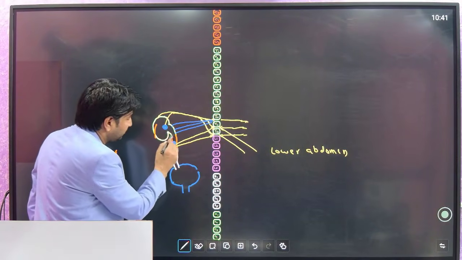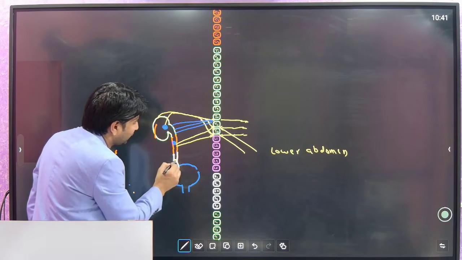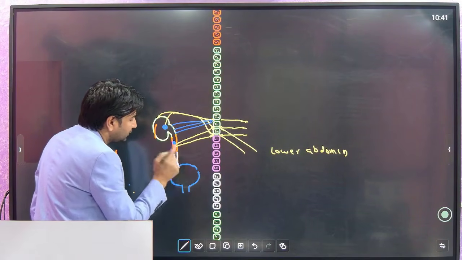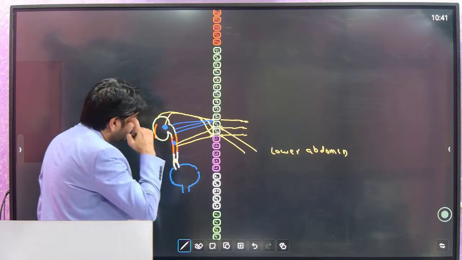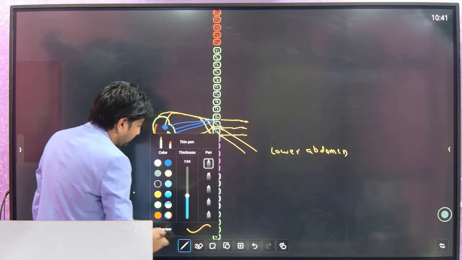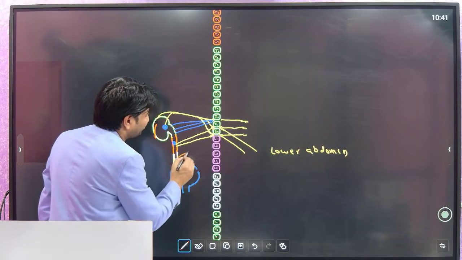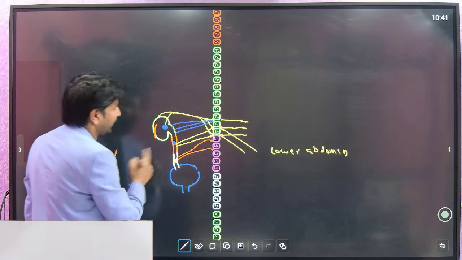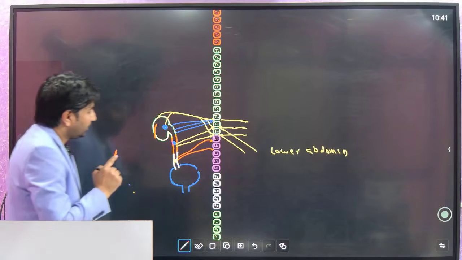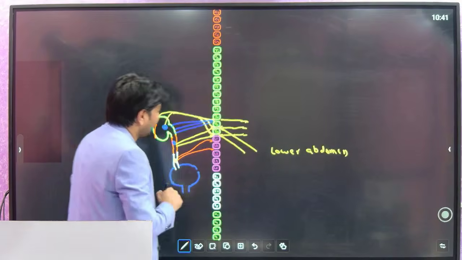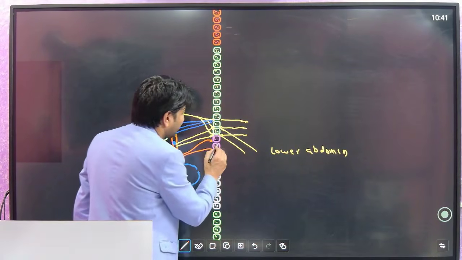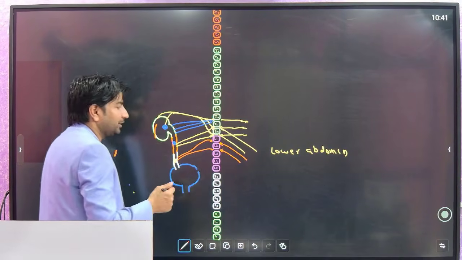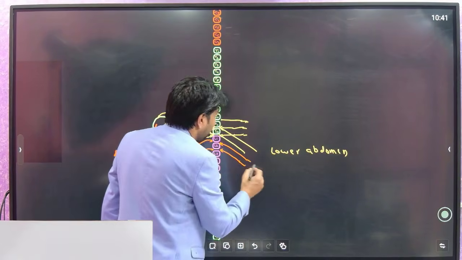If this same stone descends even further and reaches the very bottom part of the ureter, in the lower ureter, then where will the pain radiate? Then the site of pain radiation will be different. Now, the nerves coming out from here travel specifically into the L1 and L2 segments. In the L1 and L2 segments, we have nerves from the other side that bring somatic pain, and those are from the groin area.